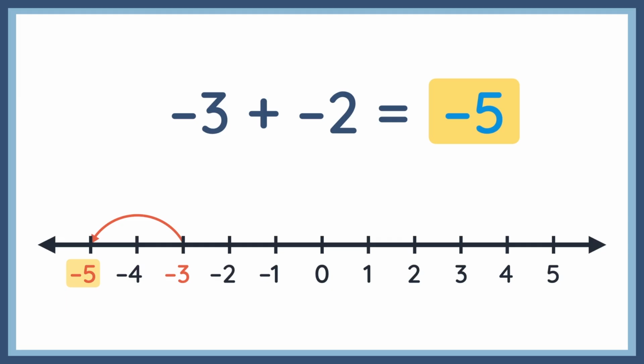Do you notice the pattern this time? When we add two numbers with the same sign, we can add their absolute values and keep their sign. In other words, since 3 plus 2 equals 5, we know negative 3 plus negative 2 equals negative 5. You're getting the hang of it. Let's keep using number lines to add more integers.